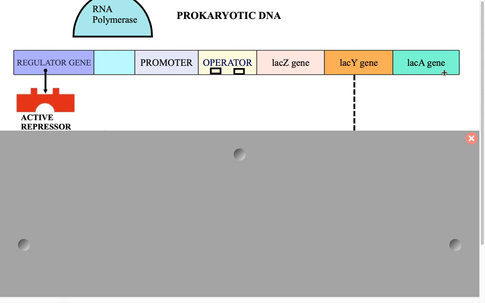Now, an operon is a set of genes that are regulated together. For example, the LacZ, the LacY, and the LacA gene are all going to be regulated at the same time. When it's regulated, what does that mean? It means that something is going to determine whether these genes are going to be expressed or not.